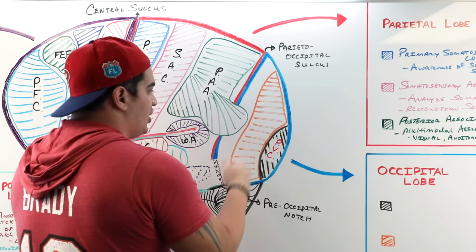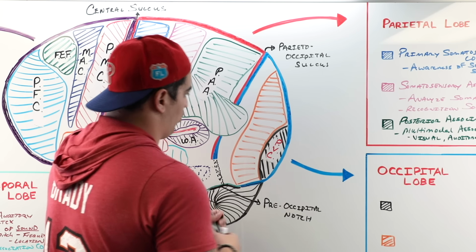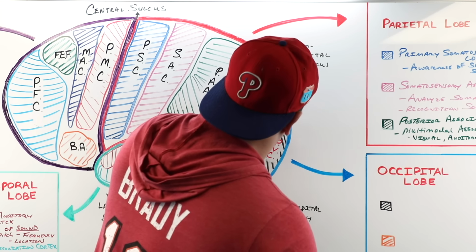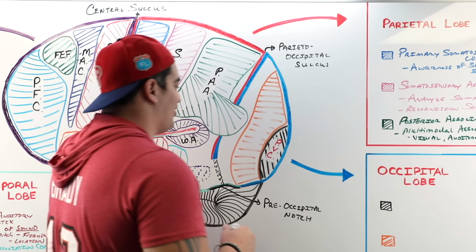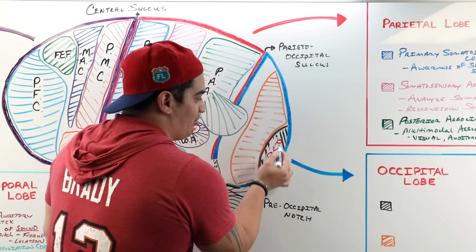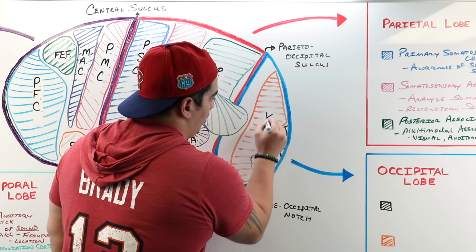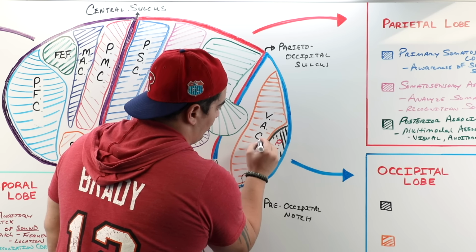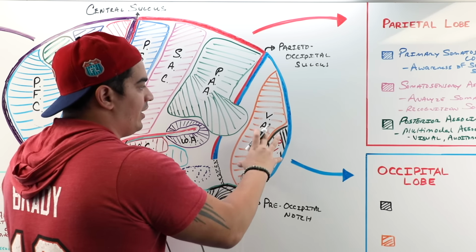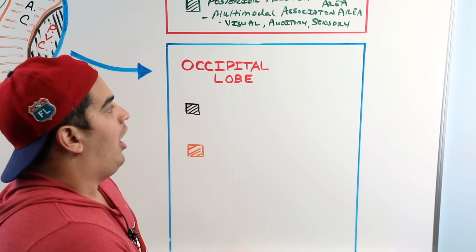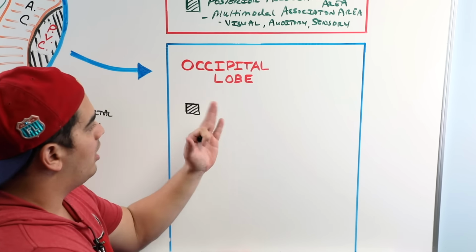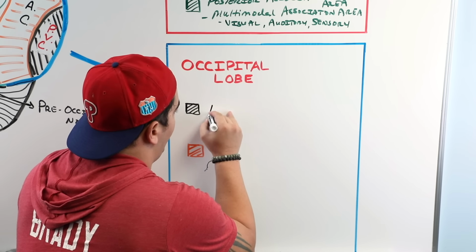Now, if you go just anterior to the primary visual cortex, you have another area. And again, you guys should already get the point of this. Wherever there's a primary, there is an association. So this is called your visual association cortex. All right, that covers the areas. Now let's go ahead and talk about their function. All right, beautiful. So occipital lobe. Now let's talk about the functions of those areas. What was the first area that we talked about?